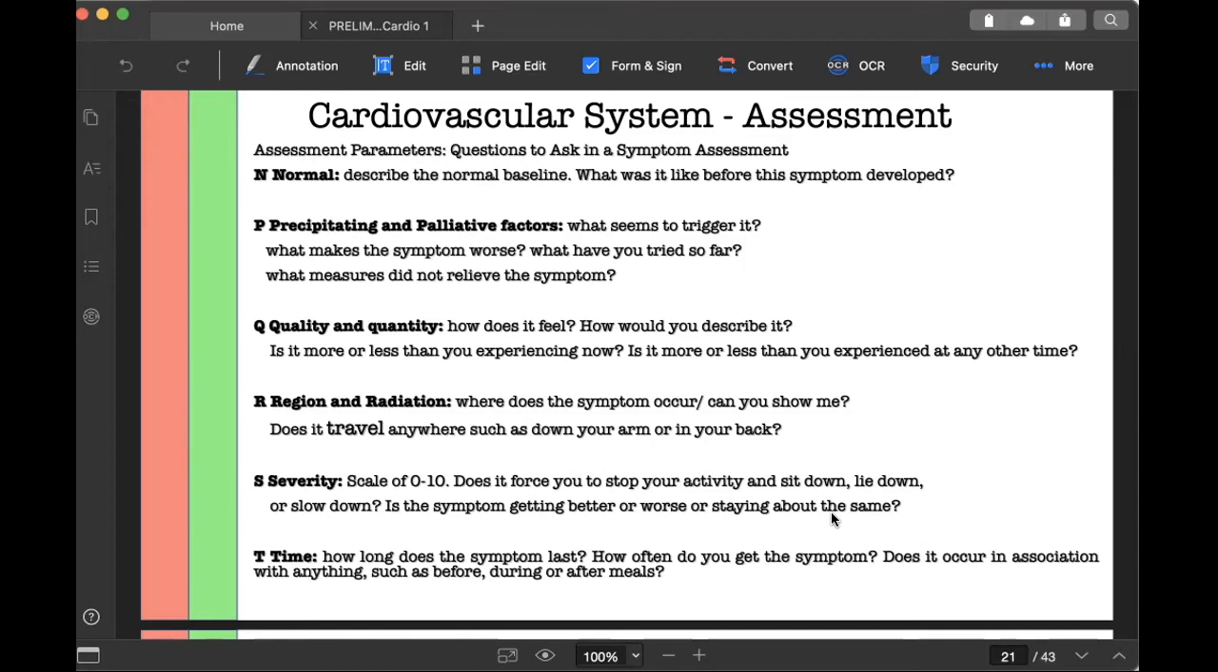And of course, the last one is the time. How long does the symptom last? How often do you get the symptom, and how does it occur in association with anything, such as before, during, or after? This kind of template that you are going to ask your client will definitely help you to gather information. And of course, you will have subjective and objective data which will help you to make your nursing diagnosis. And if you have a solid nursing diagnosis, it's easier for you to do your plan, your intervention, and of course your evaluation.